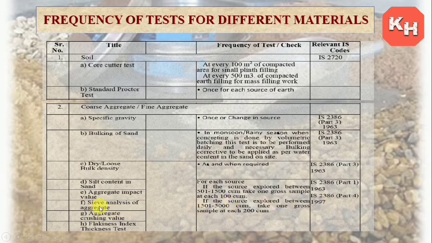Sieve analysis of aggregate, aggregate crushing value, flakiness index, thickness test. These are taken as per this frequency, means for each source. If the source is explored from 501 to 1500 cubic meter, 1 gross sample at each 100 cubic meter, and if the source is explored between 1500 cubic meter to 5000 cubic meter, take 1 gross sample for each 200 cubic meter.